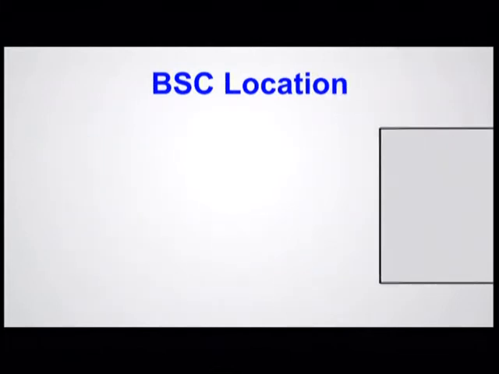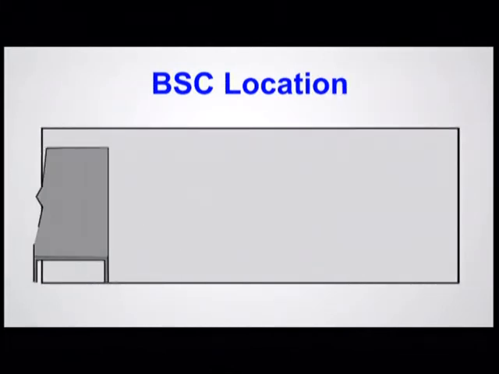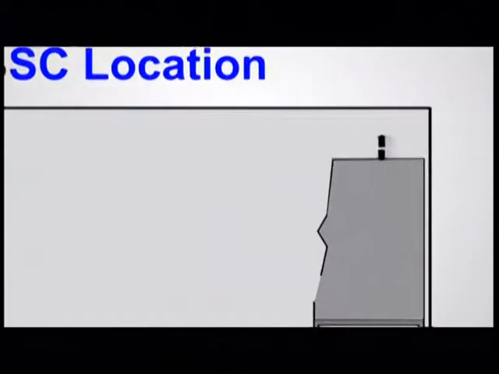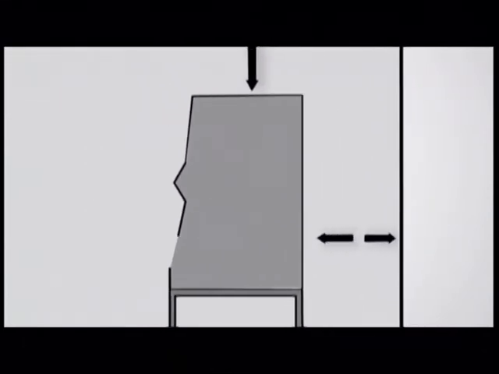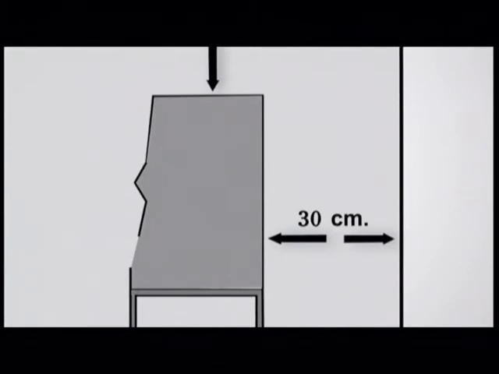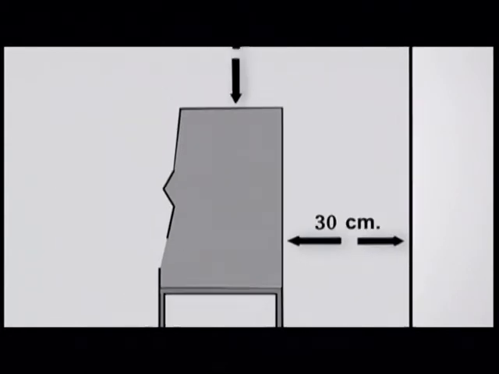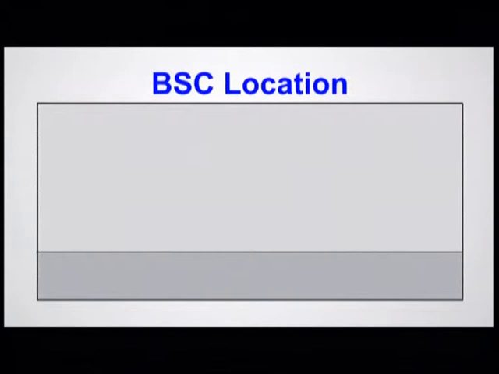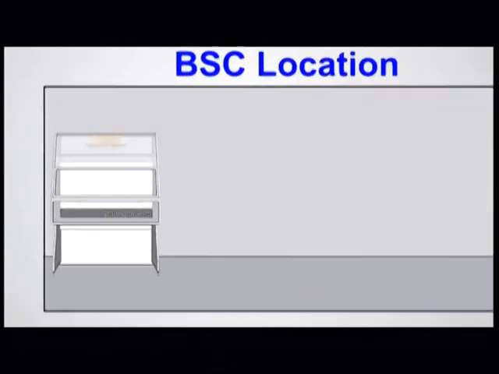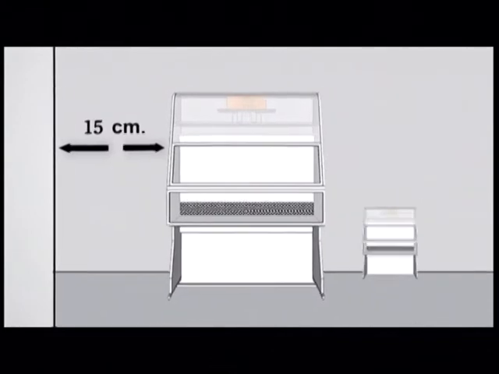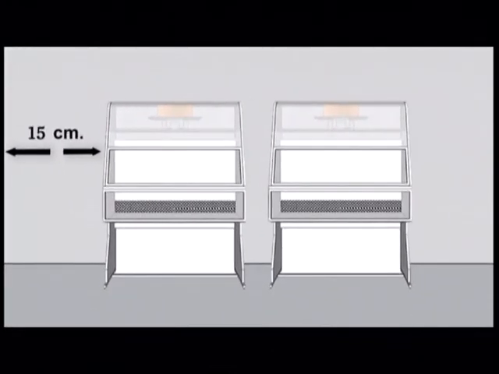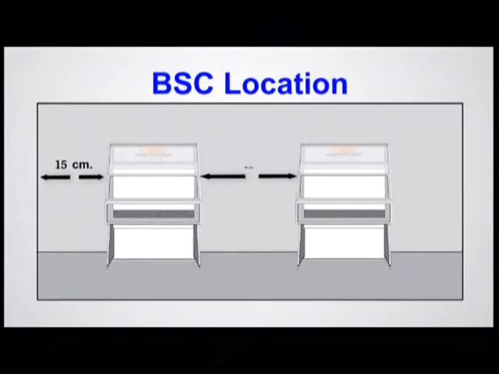There are clearance requirements, such as the cabinet needs a clearance of 30 to 36 centimeters above the cabinet. There must be clearance of at least 30 centimeters behind the unit. A clearance of at least 15 centimeters should be maintained on both sides of the cabinet, and if there are two cabinets located next to each other, a clearance of at least 30 centimeters should be provided.